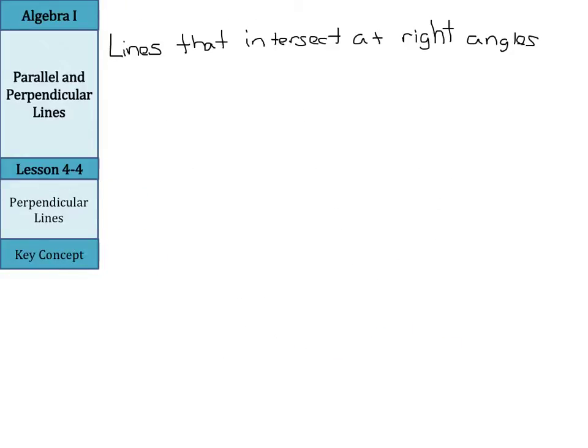Lines that intersect at right angles are perpendicular lines. So, we have two lines here, and if they intersect at right angles, these are said to be perpendicular lines.